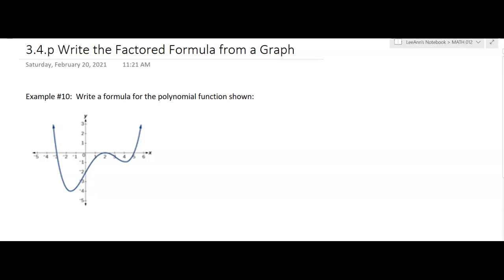So you want to first find the x-intercepts. Okay, that's the first thing you do. So we have one here at -3, we have one here at 2, and we have one here at 5. So those are the x-intercepts. Then we create the factors based on those intercepts. So we know we're going to have, I'll put the a in because we don't know what the a is yet.